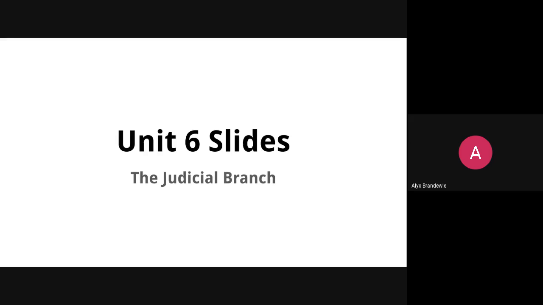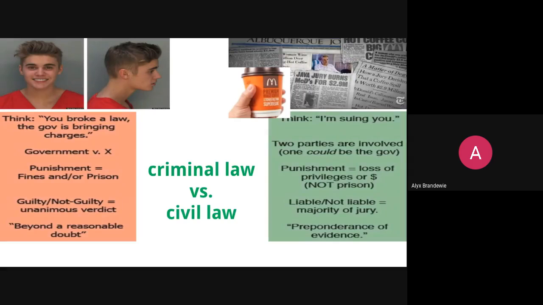So that being said, let's dive into the second half of Unit 6, talking about the judicial branch. First thing that we need to do is make sure, again, that we understand the difference between criminal law and civil law. In criminal cases, the government is going to be involved in some way, shape, or form, right? You're either going to be the state versus somebody, so Ohio versus Mr. Brandewie, or the federal government, the United States versus whoever.